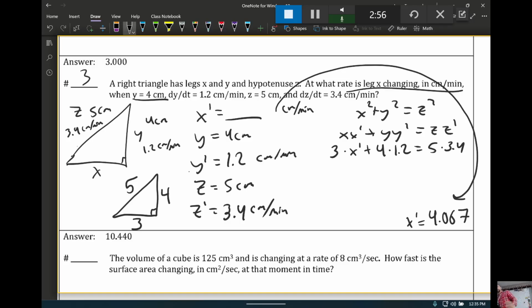And I'll throw all that in my calculator again just to double check. But subtract that over, divide both sides by 3, and yep, that's what I got.